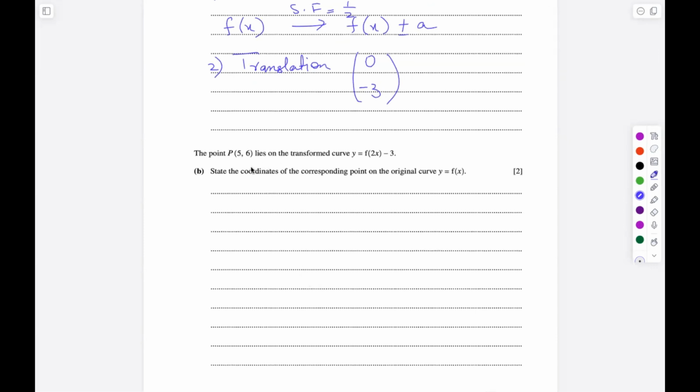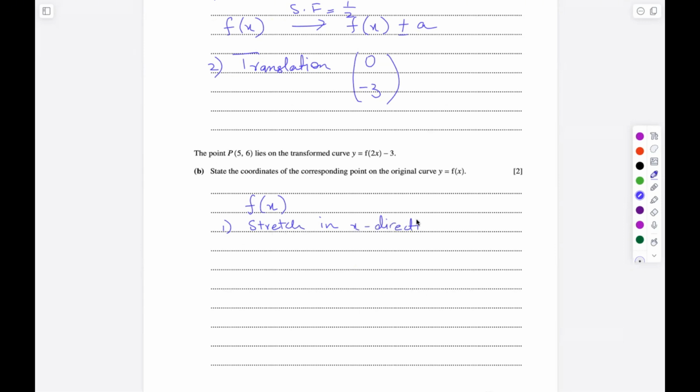In part B, the point P (5, 6) lies on the transformed curve f of 2x minus 3. We have to state the coordinates of the corresponding point on the original curve y equals f of x. Now, we know that for f of x, there had been a stretch in the x direction, which had a scale factor of 1 upon 2.